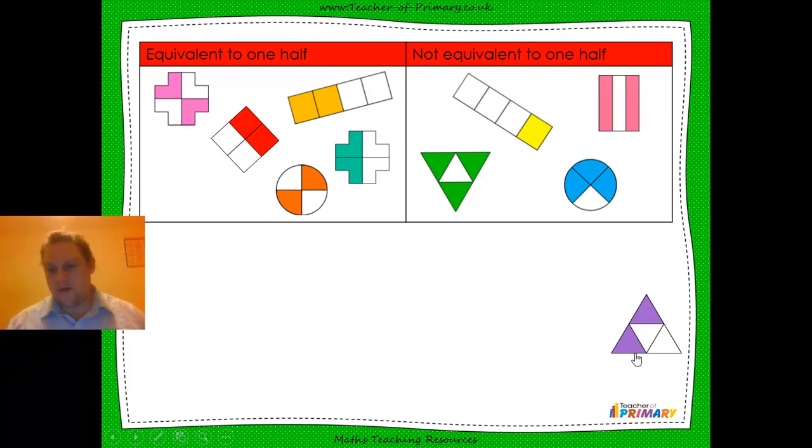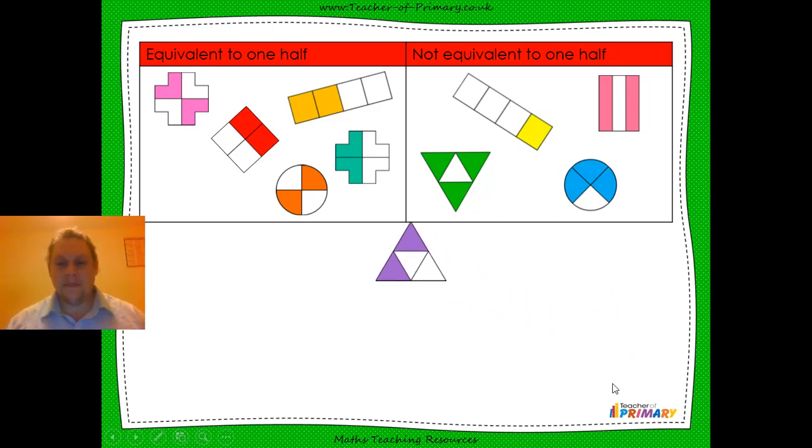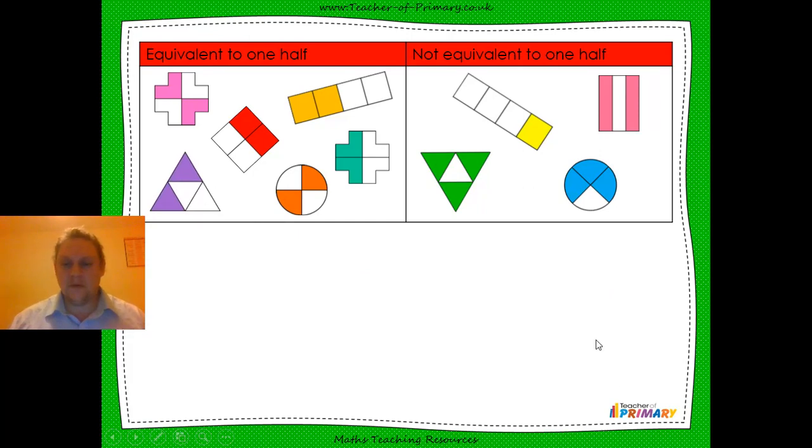And here we've got 1, 2, 3, 4. 2 out of the 4 have been shaded in. That's definitely going to be half of this shape, because we know these are 4 equal parts. 2 of them are shaded in. 2/4 is the same as a half. So even if we can't see it 100% clearly, we know that that's going to be half of that shape. Okay, so it's equivalent to 1/2.